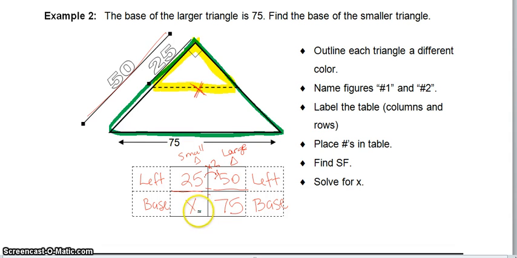So how do I get from x to 75? What do you multiply by 2 to get to 75? If you know that, which I do, x would equal 37.5.